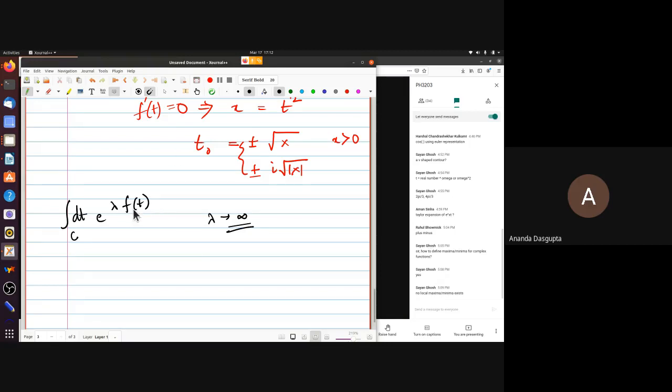This f of t is completely arbitrary, but let's say f of t has some graph. Let's say it goes like this. Where would you get the maximum contribution for this as lambda becomes very large? So would the maximum contribution come from near A or near B? Or maybe near C or something?